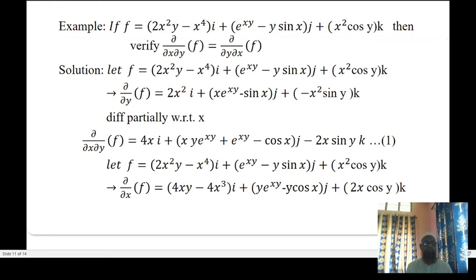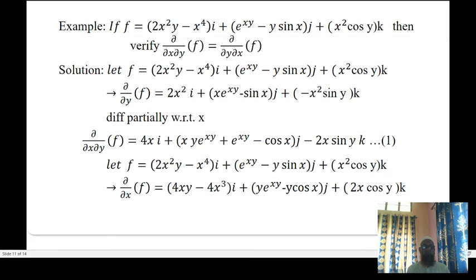Next example: if vector function f equal to (2x²y minus x⁴) i plus (e^(xy) minus y sin x) j plus x² cos y k, then verify ∂²/∂x∂y of f equal to ∂²/∂y∂x of f, that is the mixed derivative.